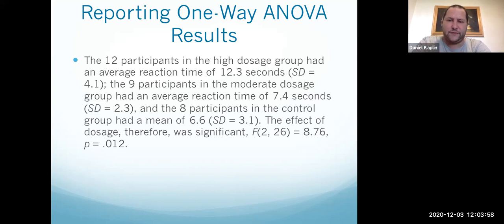The one-way ANOVA is used for 3 or more conditions. So you have the high dosage group, moderate dosage group, and the control group. And now you look to see if there were significant differences. The F with 2 degrees of freedom between groups and 26 degrees of freedom within groups equals 8.76 and a p-value of 0.012. So that effect was statistically significant, right? Because it's equal to or less than 0.05.